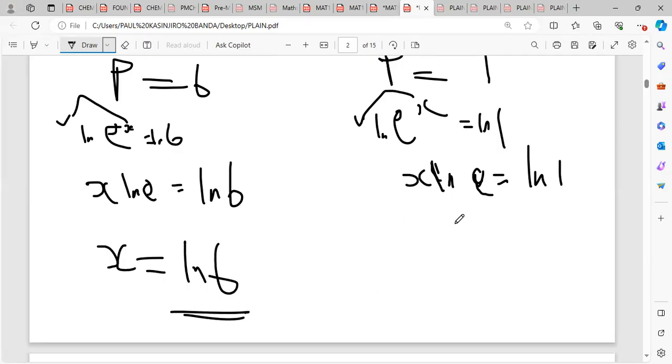Then here, what is the x? It means there the x is just, this ln e is 1. What is ln 1? ln 1 is equal to 0. You can confirm that on your calculator, meaning my x in this case will just be equal to 0. So these are the values of x that are found.